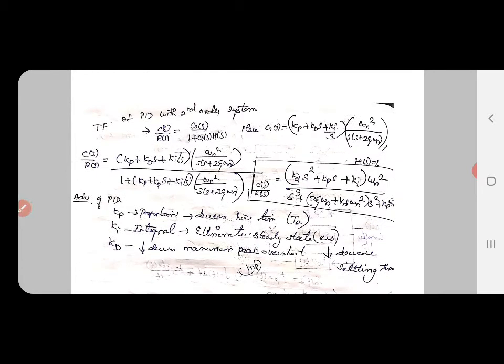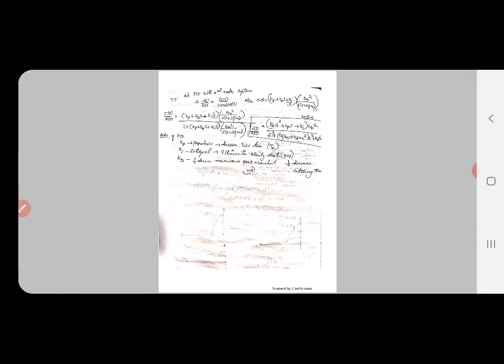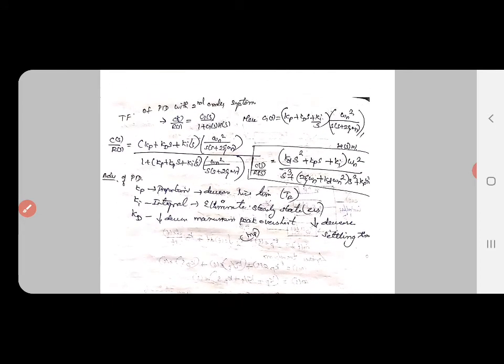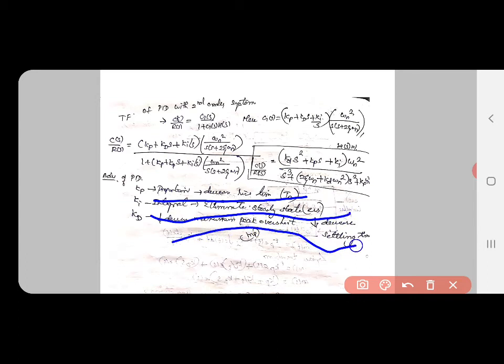Then we write the transfer function C(s) by R(s). And then the advantages of the PID controller: in Kp there will be a decrease in rise time, in Ki there will be elimination of steady state error, and Kd will give minimum peak overshoot and a decrease in settling time. Okay, these are the advantages of the PID controller.